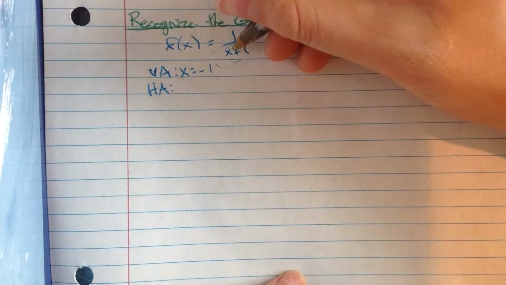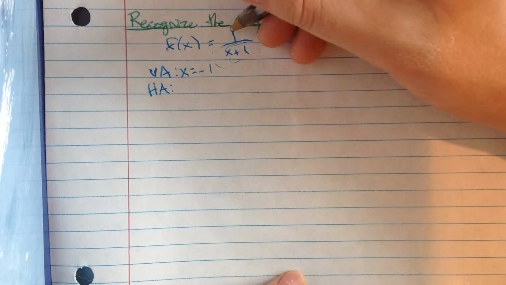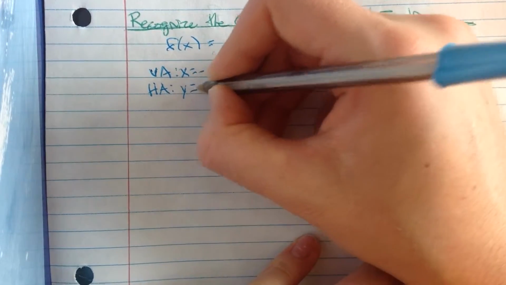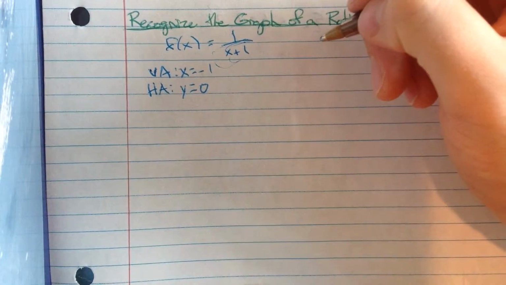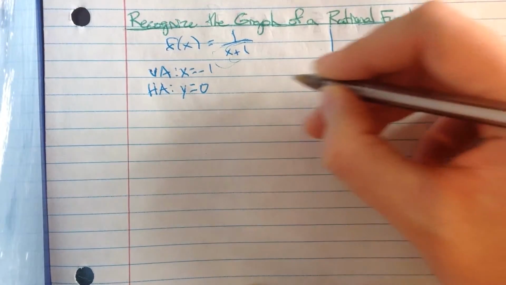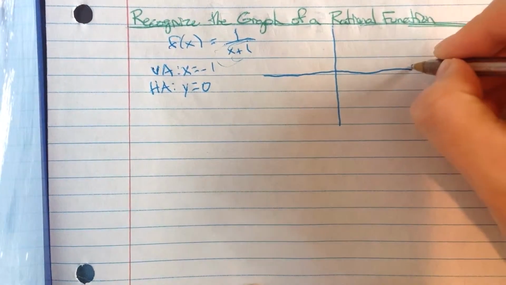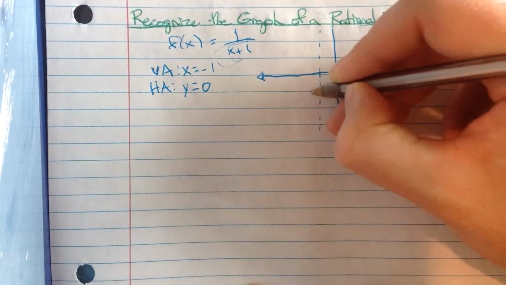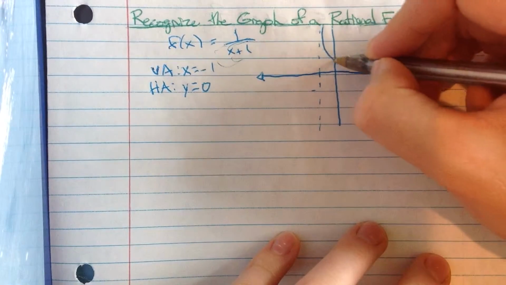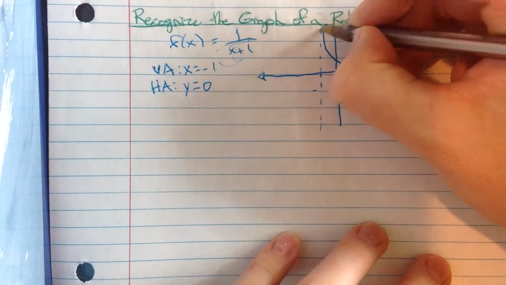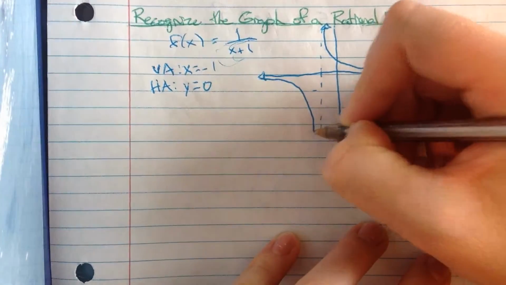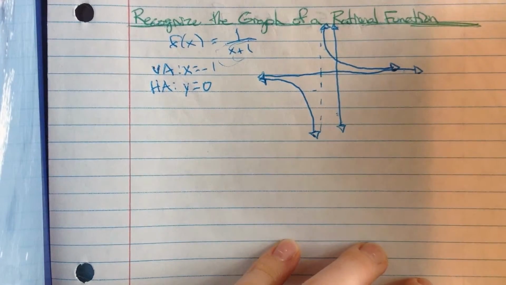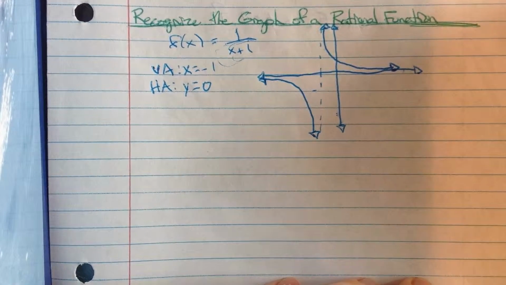So first off, the degree of the denominator is 1. There's no x in the power, so the denominator has a bigger degree. Therefore, y equals 0 is the horizontal asymptote. Well, what does this look like? We have this vertical asymptote at -1. Our graph actually does something like this. And we have a rational function graphed.